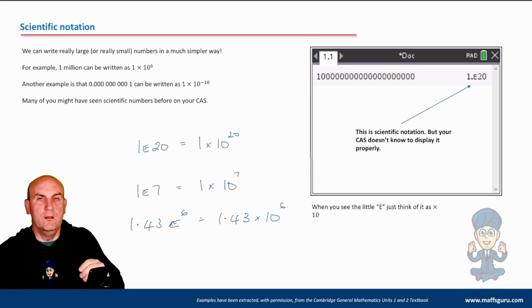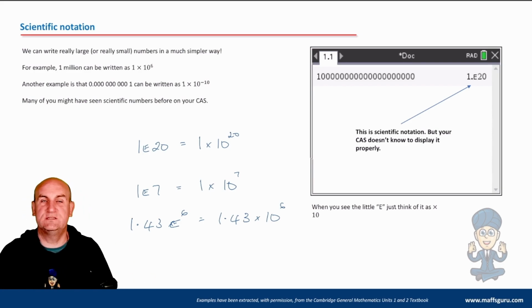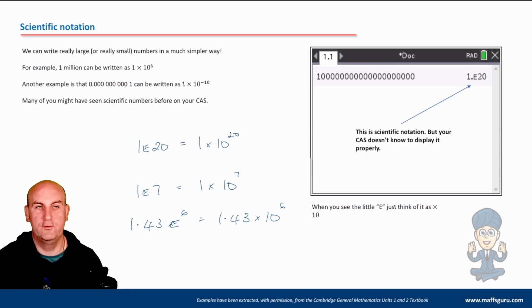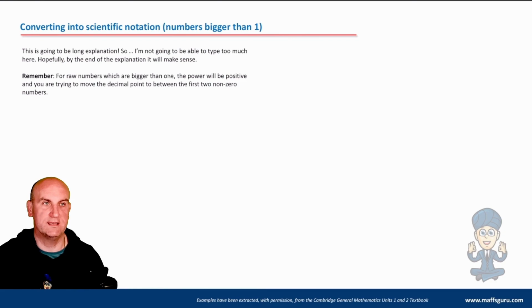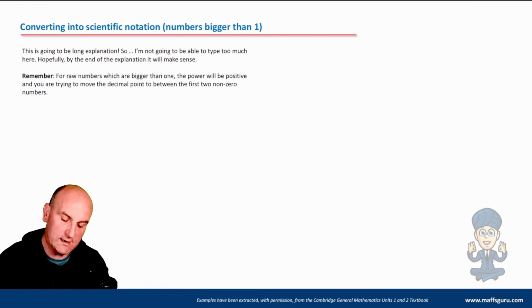Now, basically, scientific notation is just a way of moving a decimal point. It's moving it so that it falls between the first 2 non-zero digits. The first number cannot be a 0, but I'll do a little bit more on that in a moment. So let's try and work out how this works. It's going to be pretty long, but we know that the number 10 is the same as 1 times 10.